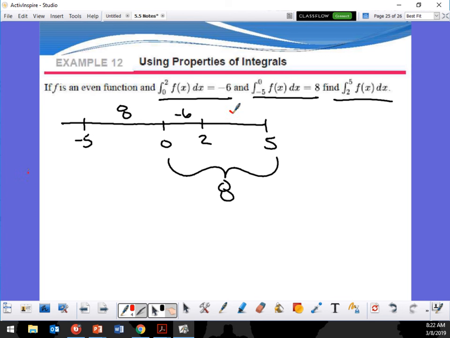Why is it 14? Let's do some algebra here. x minus 6 equals 8. Plus 6, x is 14. It's right. Now, do you guys feel good about this? Okay, this one was good.